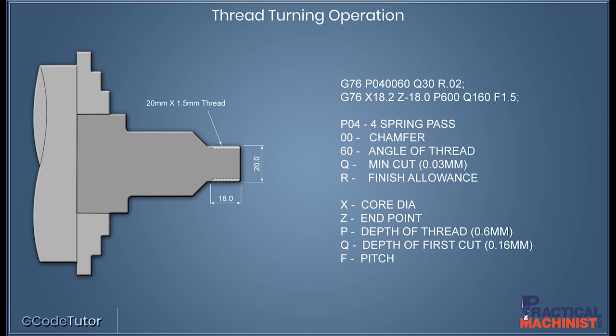Now for this, we use F, which is our feed rate command, and we give it a value of 1.5 millimeters. Now this is the pitch of an M20 thread. So that concludes this short lesson on how to use the G76 two-line screw thread cycle on a FANUC G-Code machine.